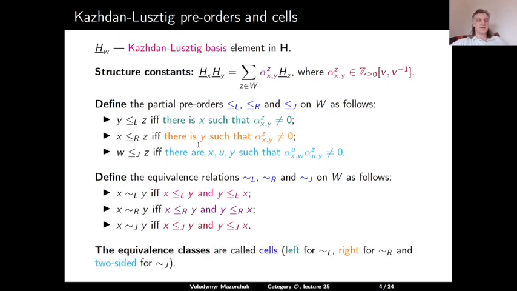The equivalence classes for these equivalence relations are called cells: left cells for the relation L, right cells for the relation R, and two-sided cells for the relation J.